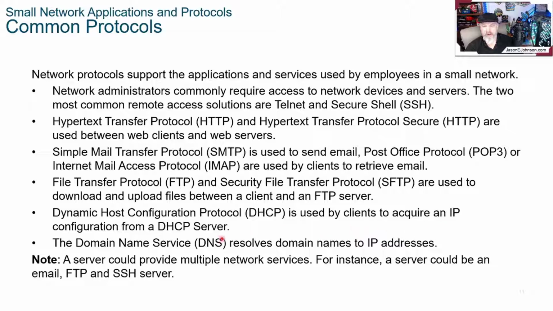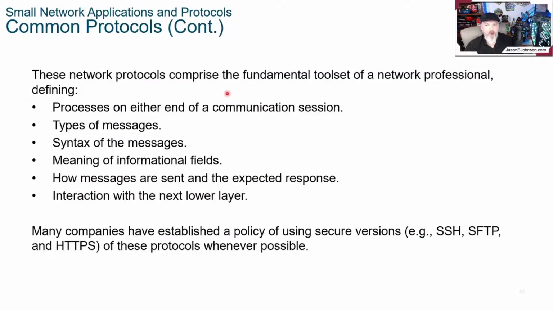DHCP is used by clients to acquire an IP configuration from a DHCP server, and DNS to resolve domain names to IP addresses. A server could provide multiple network services such as DHCP, SSH server, and DNS if you needed an internal DNS server. The network protocols below comprise the fundamental tool set of a network professional. Processes on either end of the communication session, types of messages, syntax of the messages, meaning of informational fields, how messages are sent, the expected response, and interaction with the next lower layer. Many companies have established a policy of using secure versions, SSH, SFTP, and HTTPS, of those protocols whenever possible.